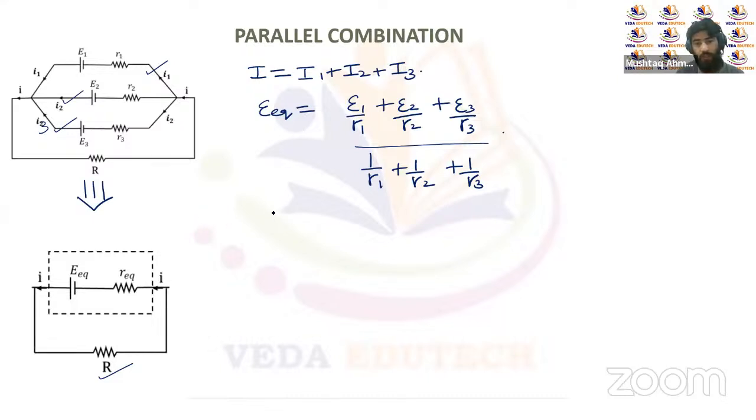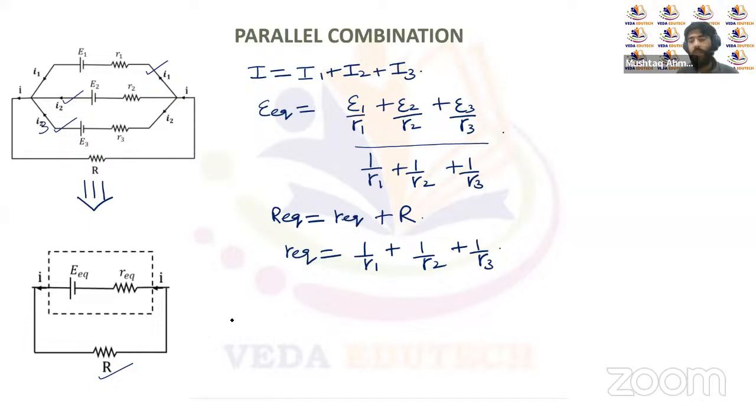Now the equivalent resistance R equivalent for the whole circuit will be equal to this small r equivalent plus R, and this small r equivalent is given by 1 upon R1 plus 1 upon R2 plus 1 upon R3. So this will be the equivalent of the internal resistances of the batteries, and the earlier expression is the equivalent EMF of this parallel combination of three cells.